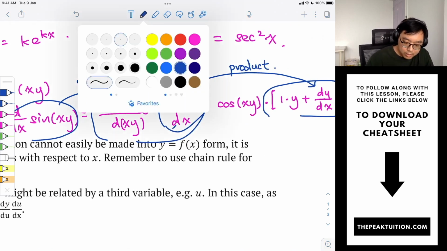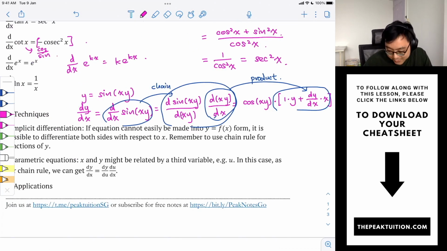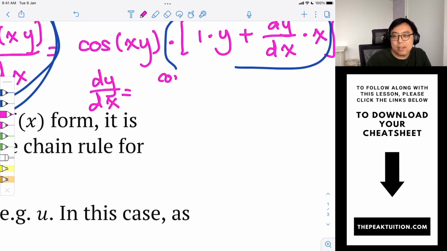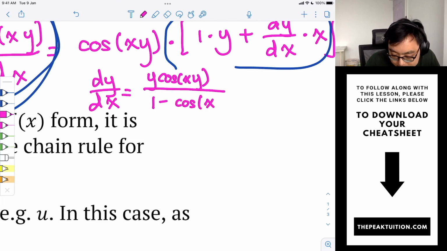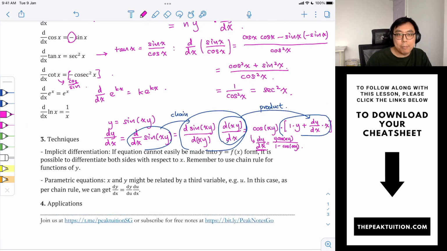Okay, so next, all we need to do is some algebraic manipulation to get to dy/dx equals cosine xy multiplied by y divided by 1 minus cosine xy. Okay, it takes a few steps between here and here. Try and work it out to see if you get the same answer. But here you see that we are able to obtain the derivative of y with respect to x without making y properly the subject.